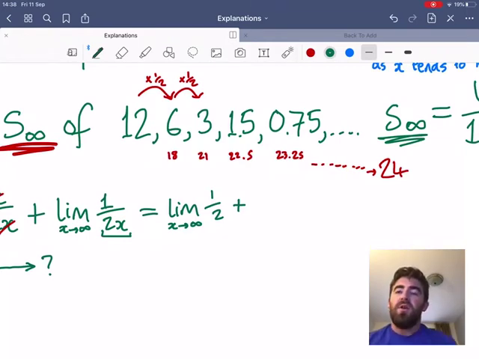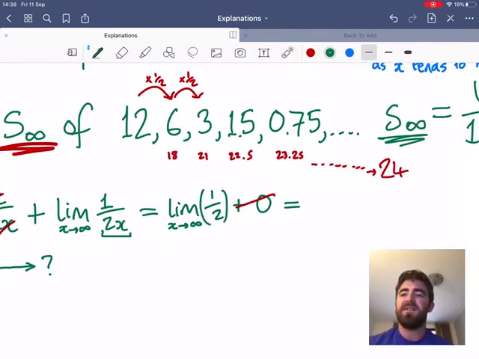So 1 over 2 times something that's tending to infinity, which you can almost think of as just 1 over some huge number that's getting bigger and bigger and bigger. If you looked at the decimal version of that fraction, that would be just tending towards 0.000, it would just be tending towards 0, and we say that that limit equals 0. 1 over infinity essentially equals 0.